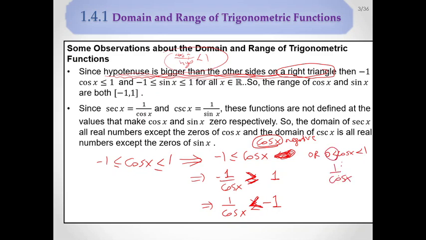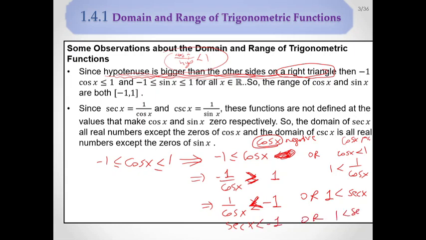So now this one, I cannot use it. It's 1 over 0, it will be undefined. So you say cosine x is positive, and you divide both sides by cosine x. You will get that secant x is bigger than 1 or less than -1.